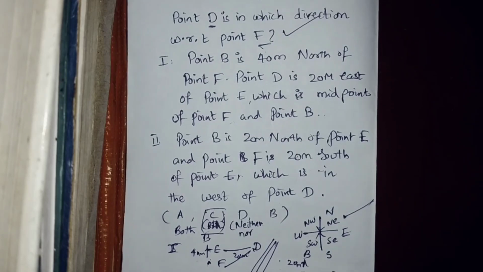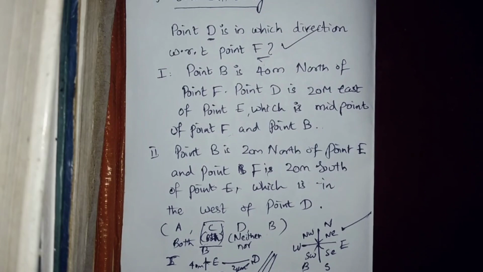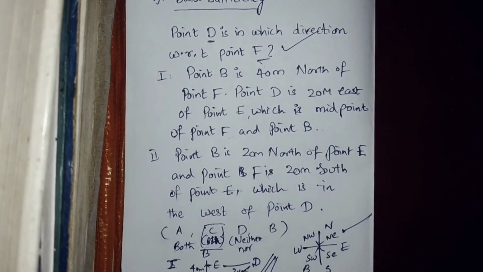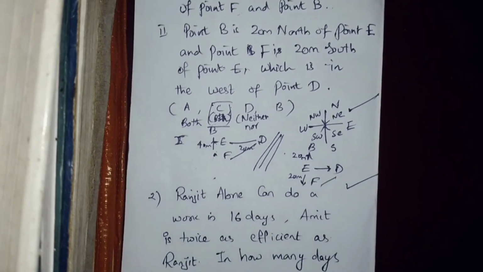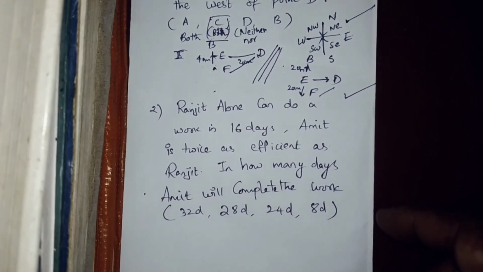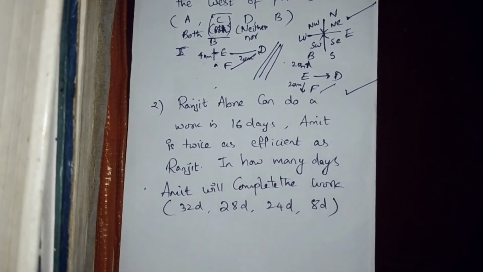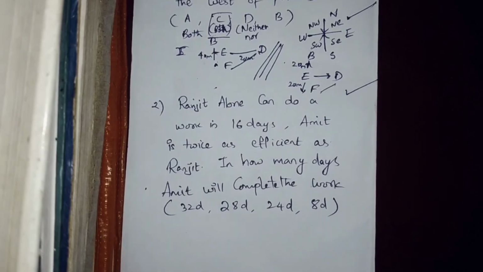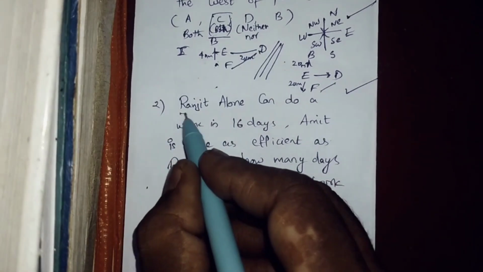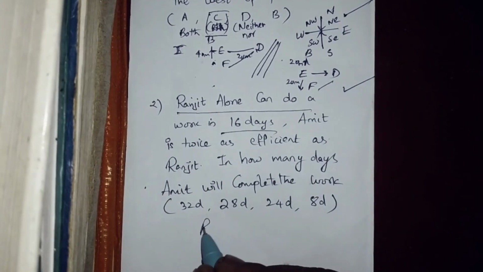Let us go to the second question. This is from time and work. Ranjit alone can do a work in 16 days. Amit is twice as efficient as Ranjit. In how many days will Amit complete the work? Say, dear students, Ranjit can do a work in 16 days.